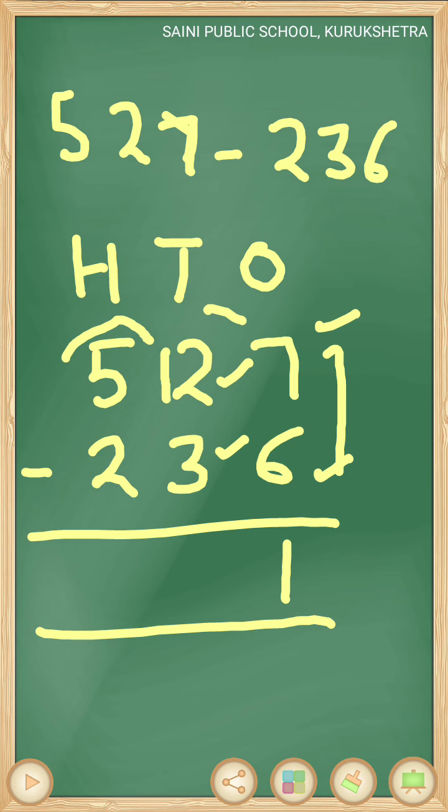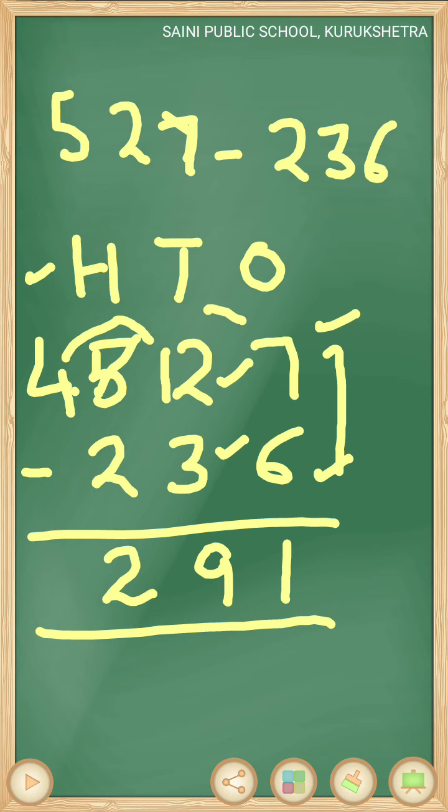Now this place will increase by tens and this place will decrease by one. Now at tens place 12 minus 3, 9. Now move to hundred place. 4 minus 2, 2. So 291 is the difference.